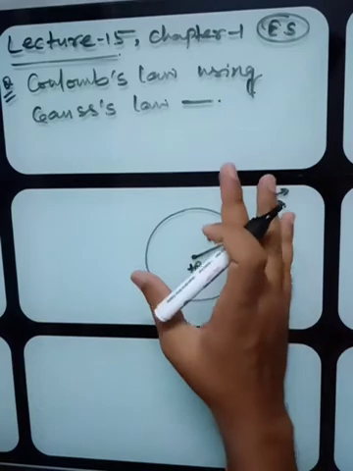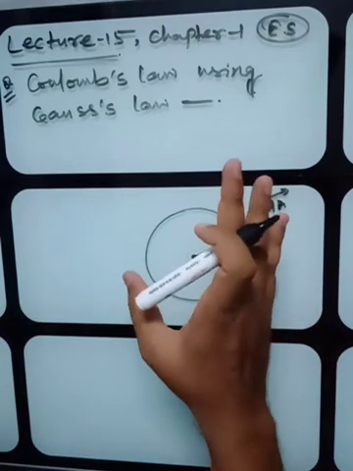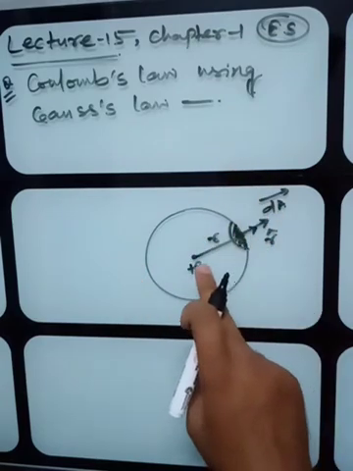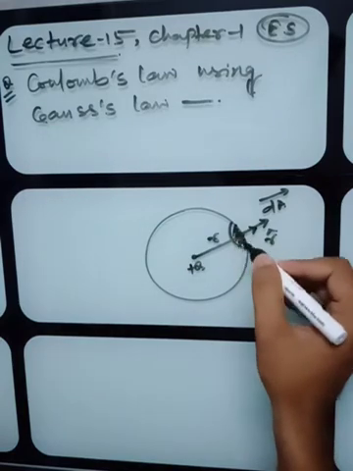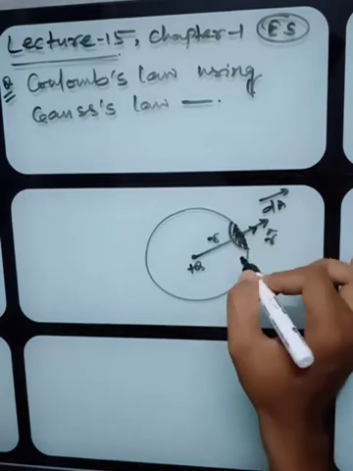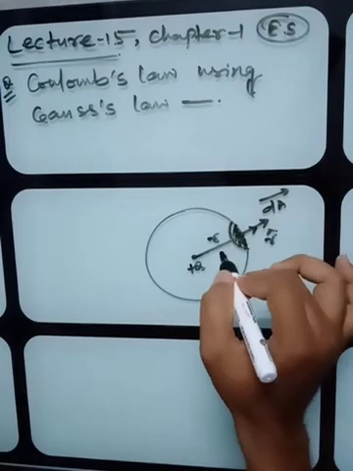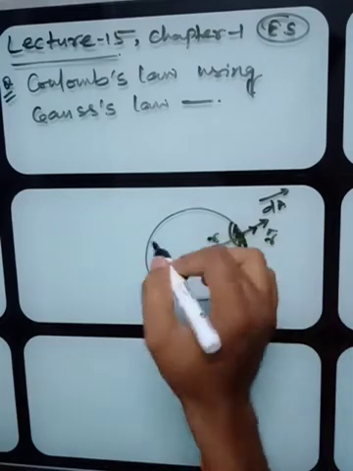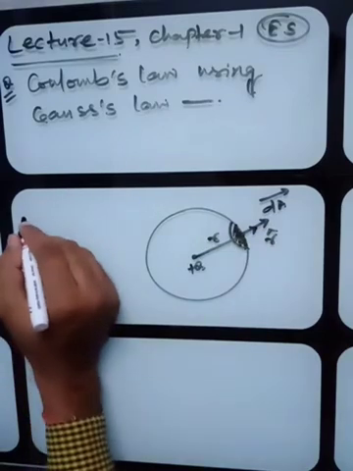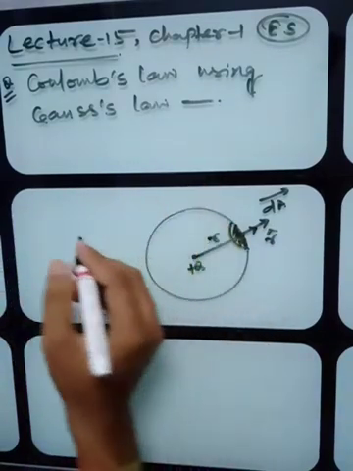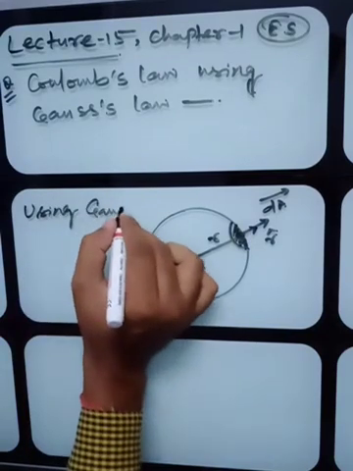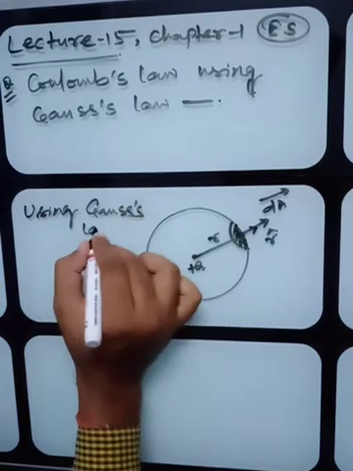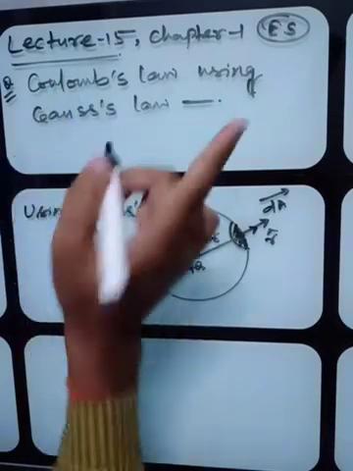According to Gauss law, student, what can we write? We can write the total flux encountered by this small area dA as the surface integral of the electric field, which equals 1 by epsilon times q enclosed. So we are using the Gauss law, and we have to move to Coulomb's law.